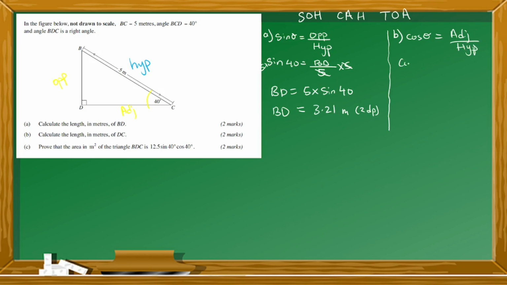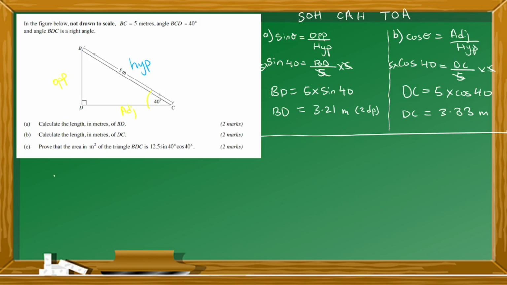Cos theta is equal to adjacent over hypotenuse. So let's go ahead and substitute. So cos 40, theta is 40, is equal to adjacent. We don't know what the adjacent side is, so we're just going to use DC over the hypotenuse, which is 5. And again, we want to get DC by itself, so we multiply both sides by 5. And we're just going to swap the terms, so we're going to put the DC on the left hand side. So DC is equal to 5 times cos 40. And when we put that into our calculator and round it to 2 decimal places, we'll get 3.83 meters.